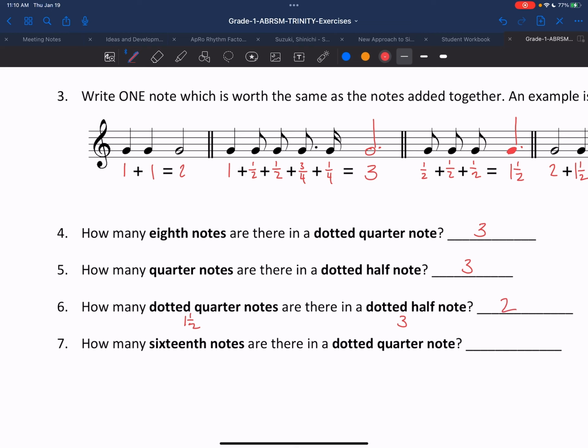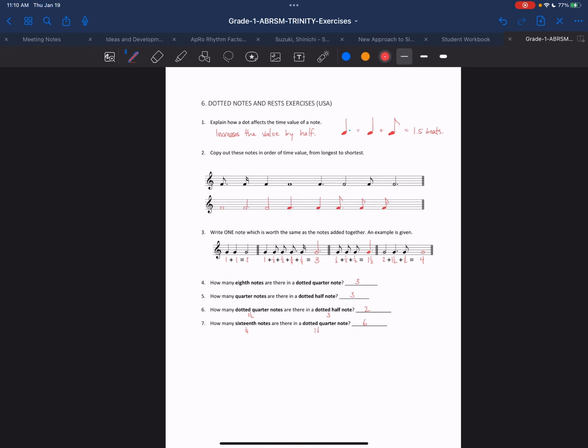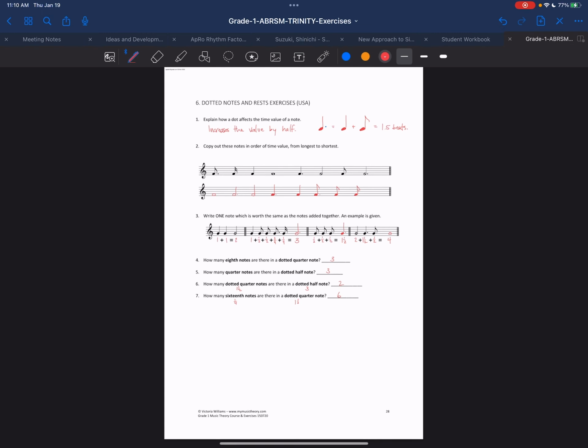How many 16ths, which is a quarter of a beat, are there in a dotted quarter note? A dotted quarter note gets 1.5 beats, meaning that we have a total of 6 16th notes in the space of 1 dotted quarter note. So that takes us to the end of exercise 6 on dotted notes and rests using the USA terms.